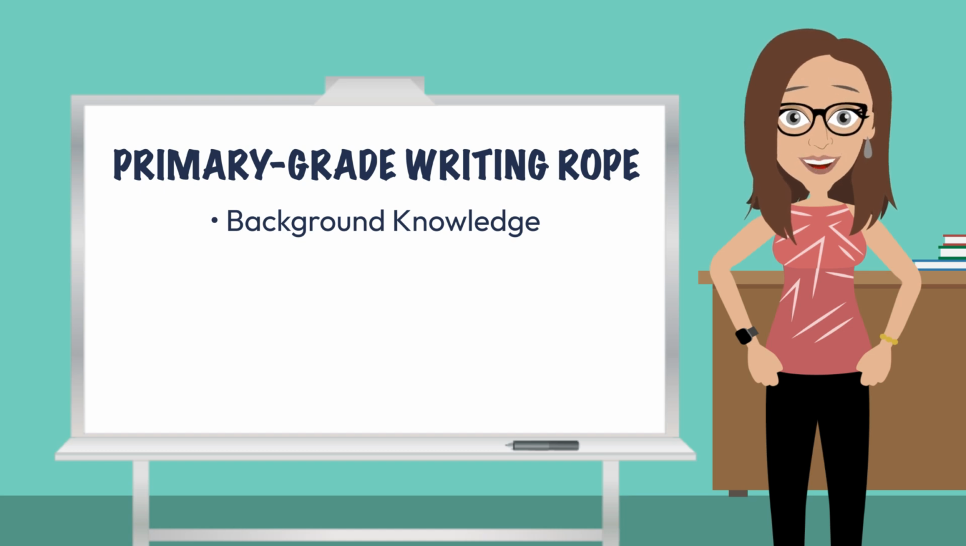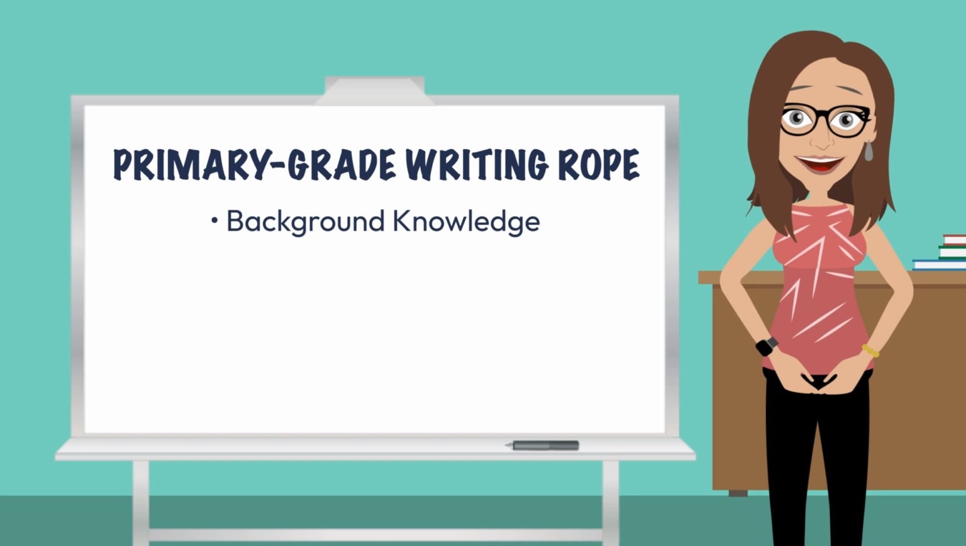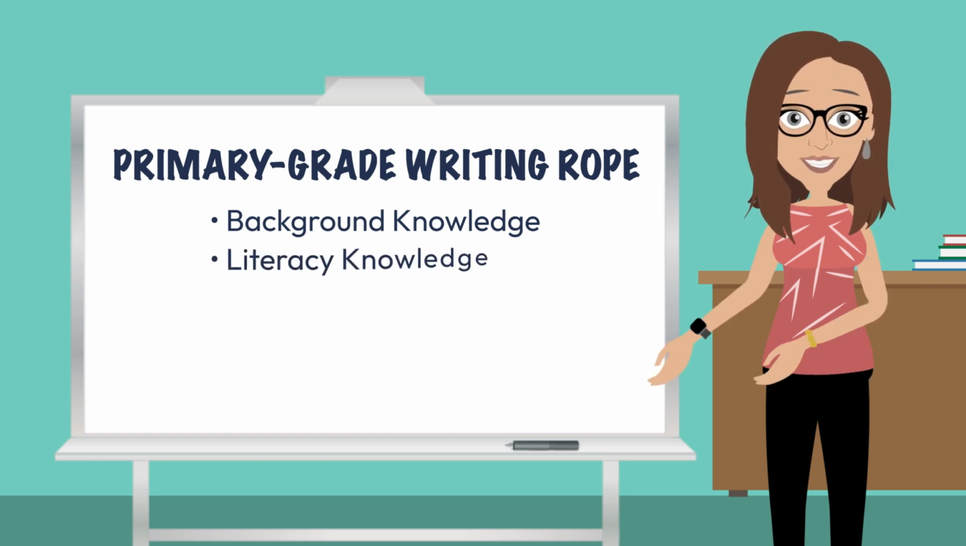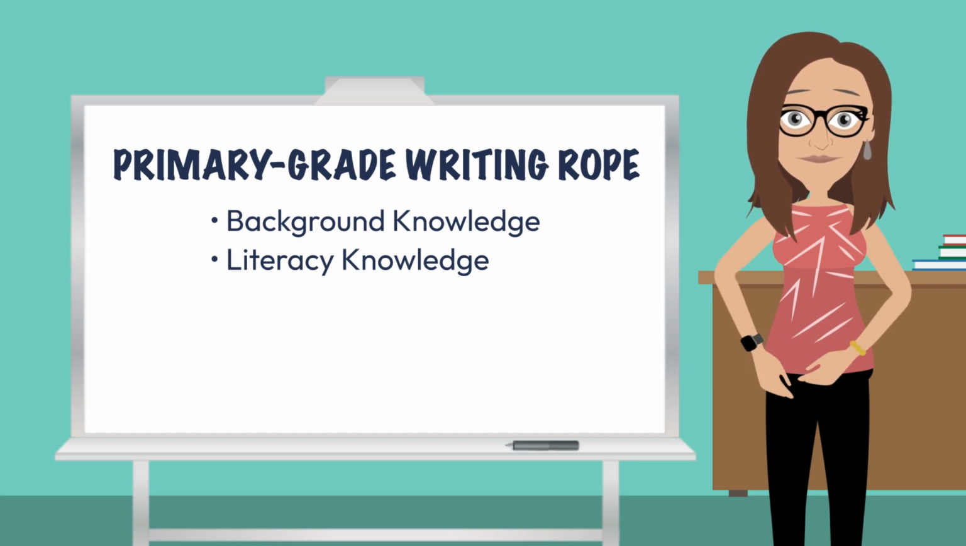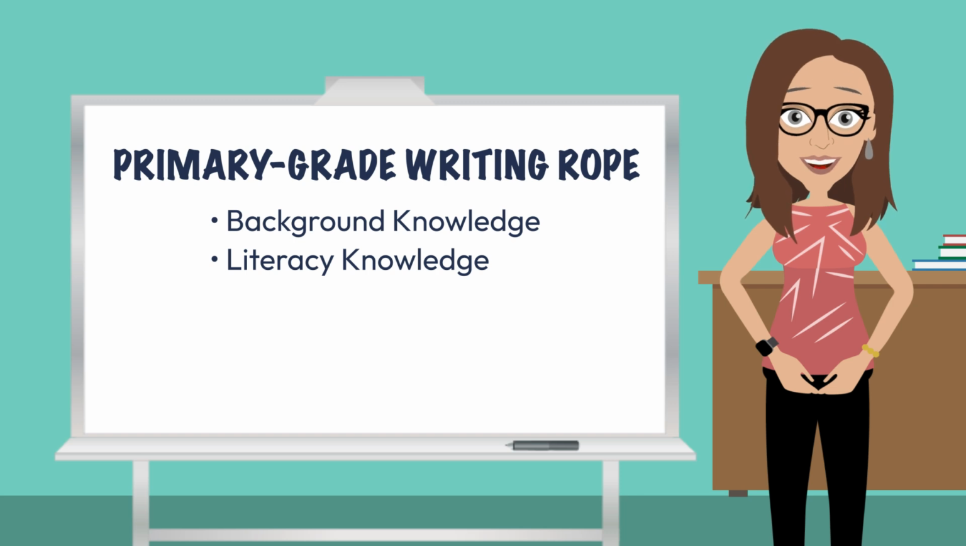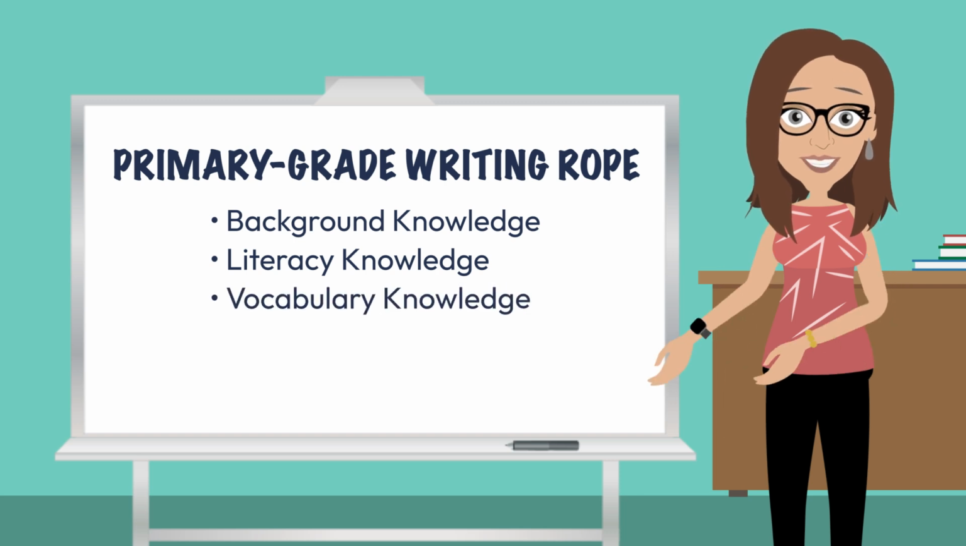Writers must explicitly articulate their ideas, requiring a more robust grasp of the same information. Similarly, literacy knowledge is valuable for both readers and writers. Readers use this knowledge to comprehend the meaning of the text, whereas writers blend literacy knowledge with craft techniques to compose texts. The third knowledge strand that appears in the writing rope is vocabulary knowledge.